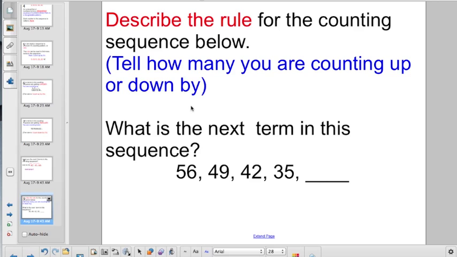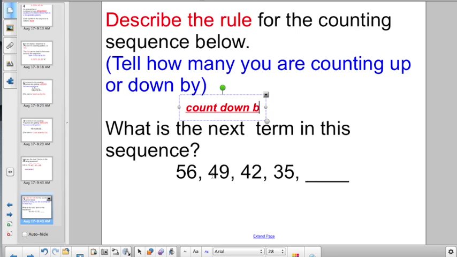So, when they're actually asking us to describe the rule, let's go ahead and say, are we counting up or are we counting down? Well, are the numbers getting bigger or smaller? Numbers are getting smaller, Mr. Hines, so it should be count down, right? I'm going to be counting down by how many?